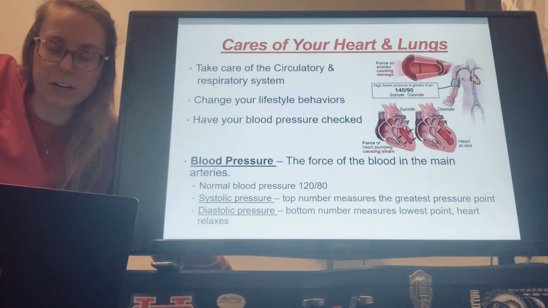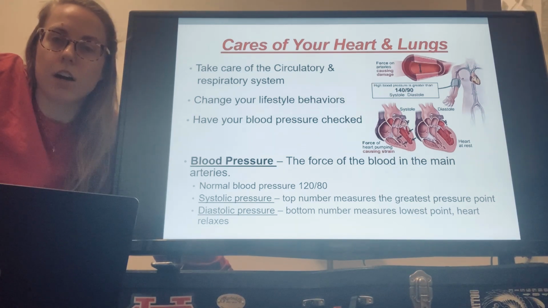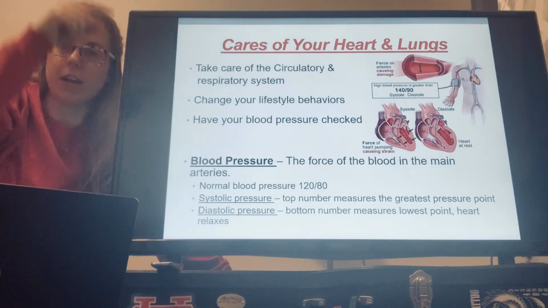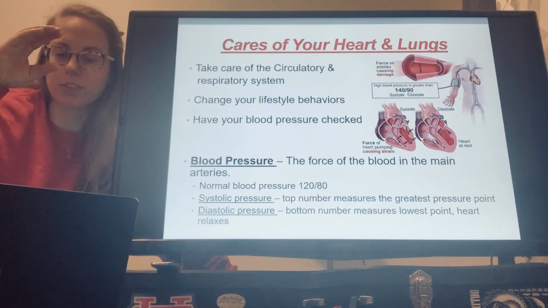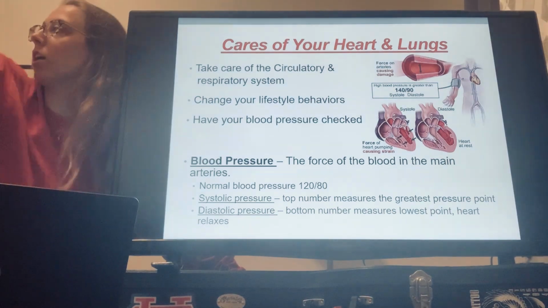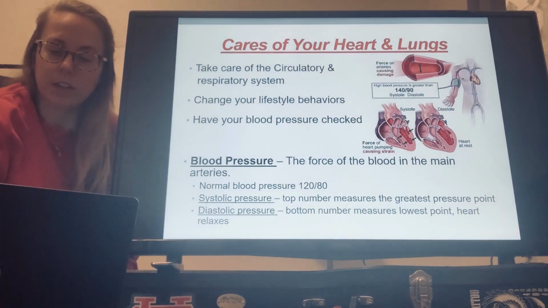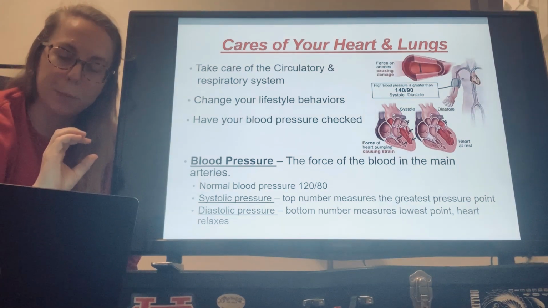Normal blood pressure would be between 120 to 80, or 120 over 80. So that's going to be written in a fraction form where we have that top number, which is going to be called your systolic pressure, over your diastolic pressure. Okay, diastolic pressure is going to be that bottom number, so that 80 that I talked about.